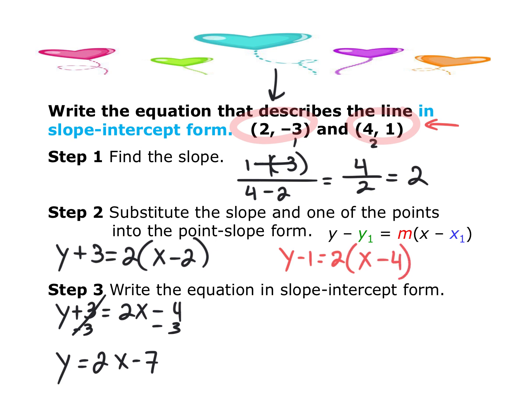Now, if I would have chosen this point, we would get y minus 1 equals 2, parentheses, x minus 4. Again, we're going to distribute. y minus 1 equals 2x minus 8. And then when we add this 1 to both sides, we end up with y is equal to 2x minus 7. Now, it is super important to notice that it's the same thing on both sides.